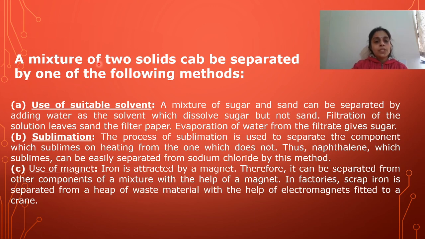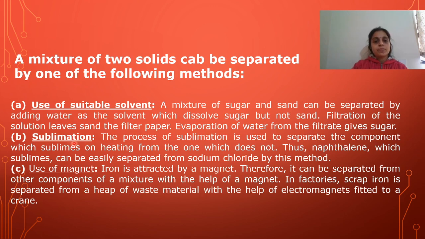Now, let us go with the separation of two solids. How to separate two solids? There are some methods. First is using a suitable solvent. A mixture of sugar and sand can be separated by adding water. When you add water, sugar dissolves but not sand. Upon filtration, the sand will be left on the filter paper, and upon evaporation of water, the sugar will be left.